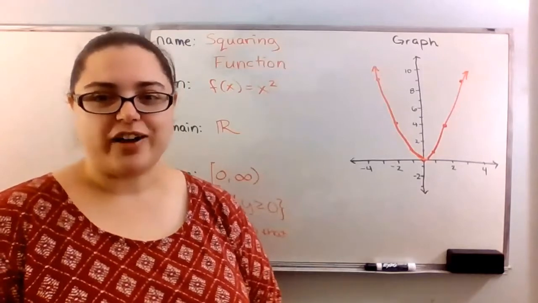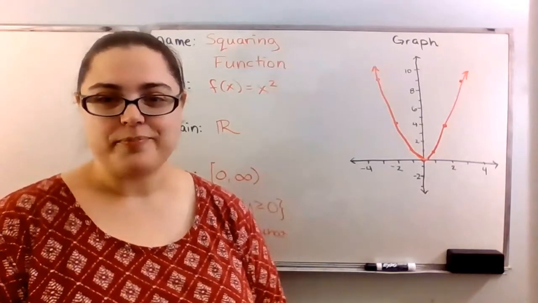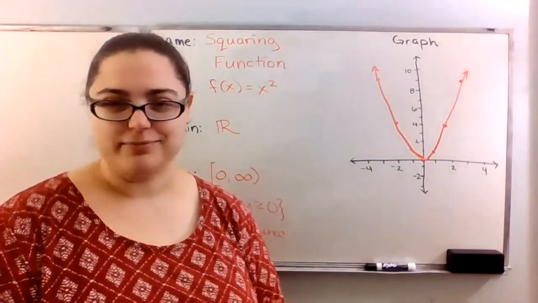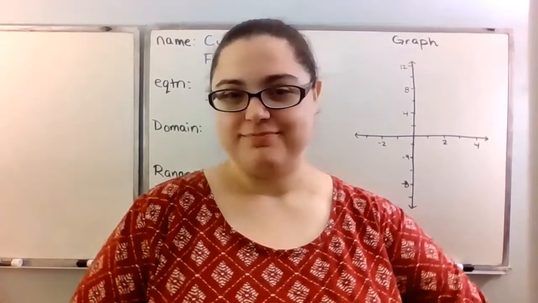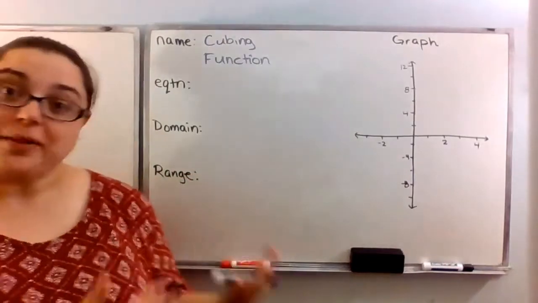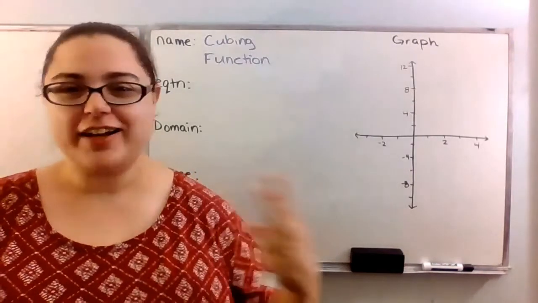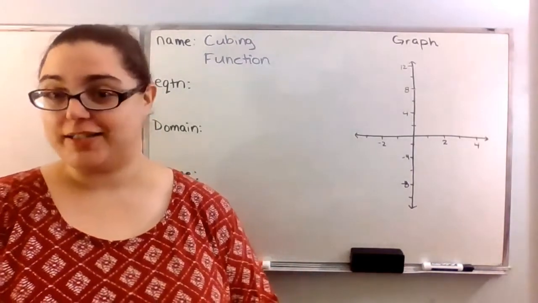All right, let's move on to the third common function. Can you guess what it's going to be? All righty, did you guess the cubing function? So we have x squared, and now we can also have x cubed.